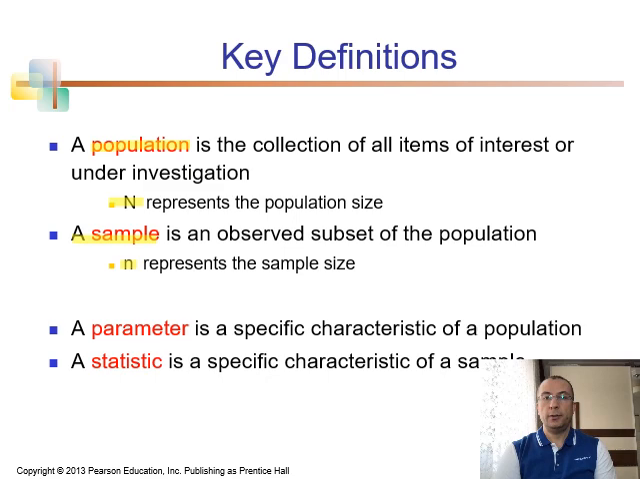A parameter is a characteristic of a population. This is actually what we are trying to estimate. A statistic is a characteristic of the sample. So we use the statistic to find information about parameters. We don't see the parameters, but we see the statistic. And we try to get the best estimate of the parameter.